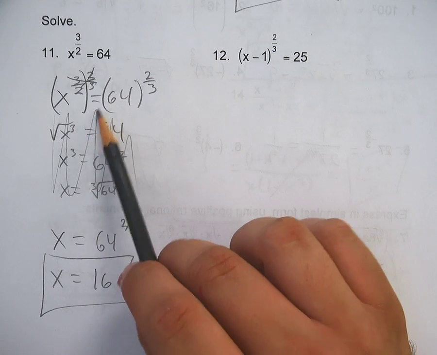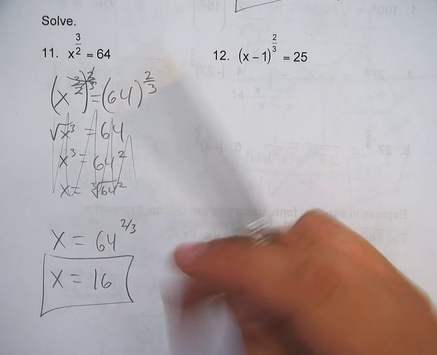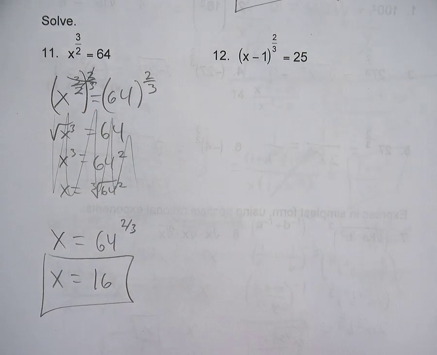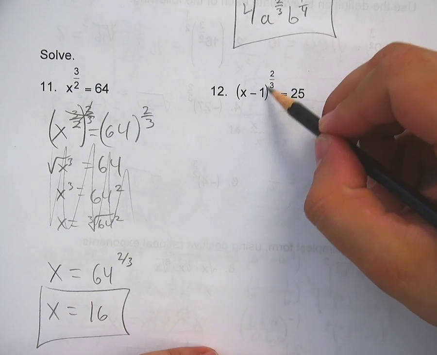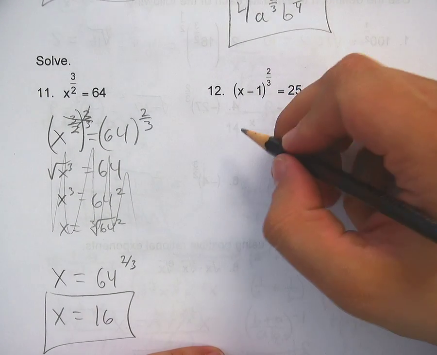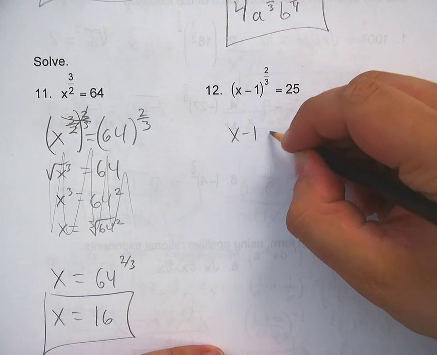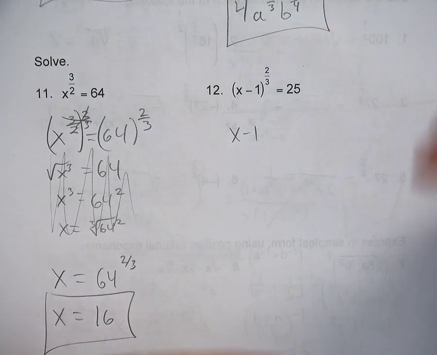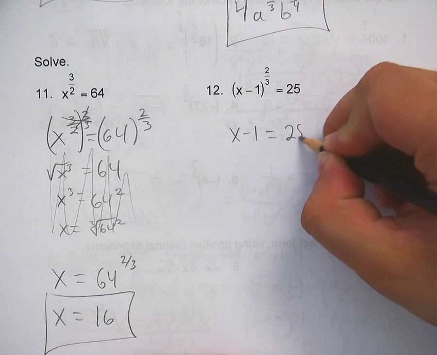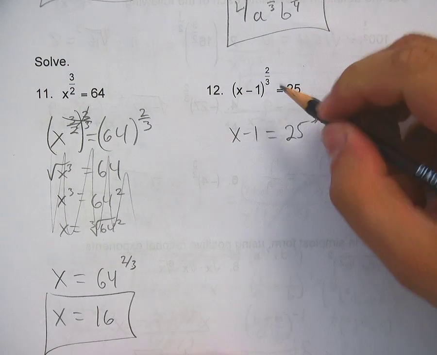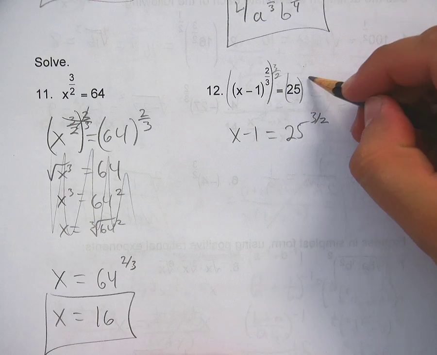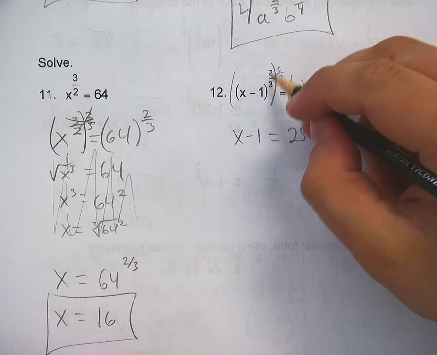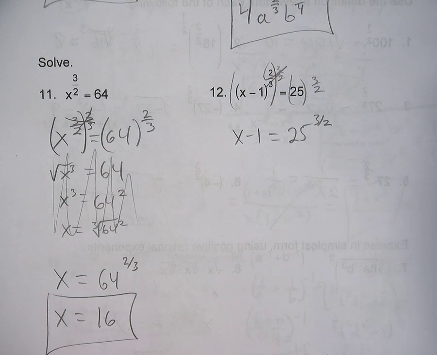So it's a lot easier if you just raise it to the power that's the reciprocal, flip the fraction. So over here, let's apply that concept here. x minus 1 to the 2/3. First thing I'm going to do is take x minus 1 and raise that to the 3/2, both sides to the 3/2. And what that does is let me get rid of my exponents completely.